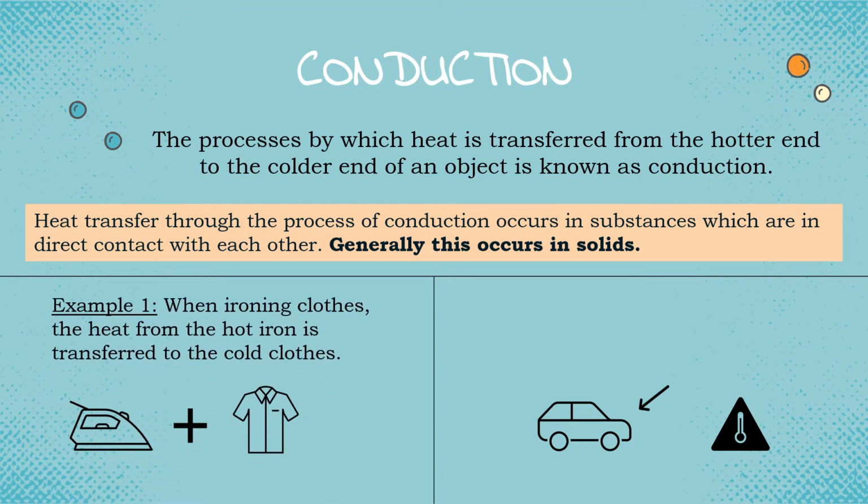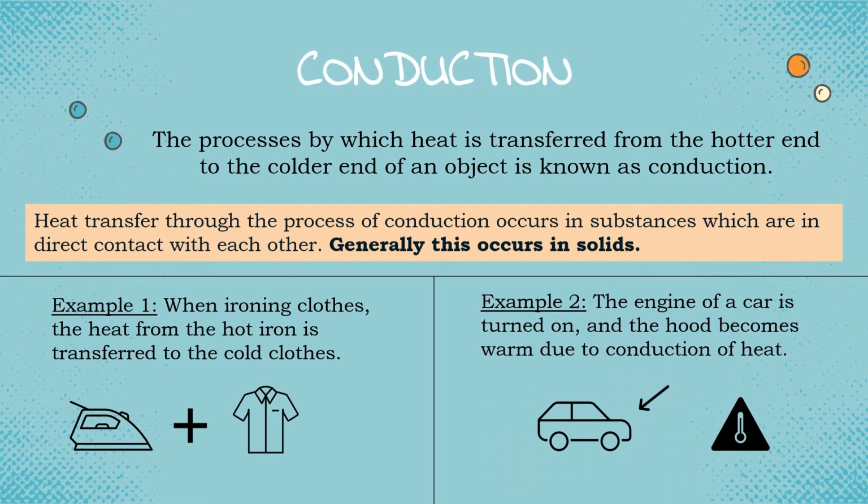Another example, as we've discussed previously: when ironing clothes, the heat from the hot iron is transferred to the cold clothes. You're directly touching the hot iron onto your cold clothes in order to remove creases and roll out the little crinkles.